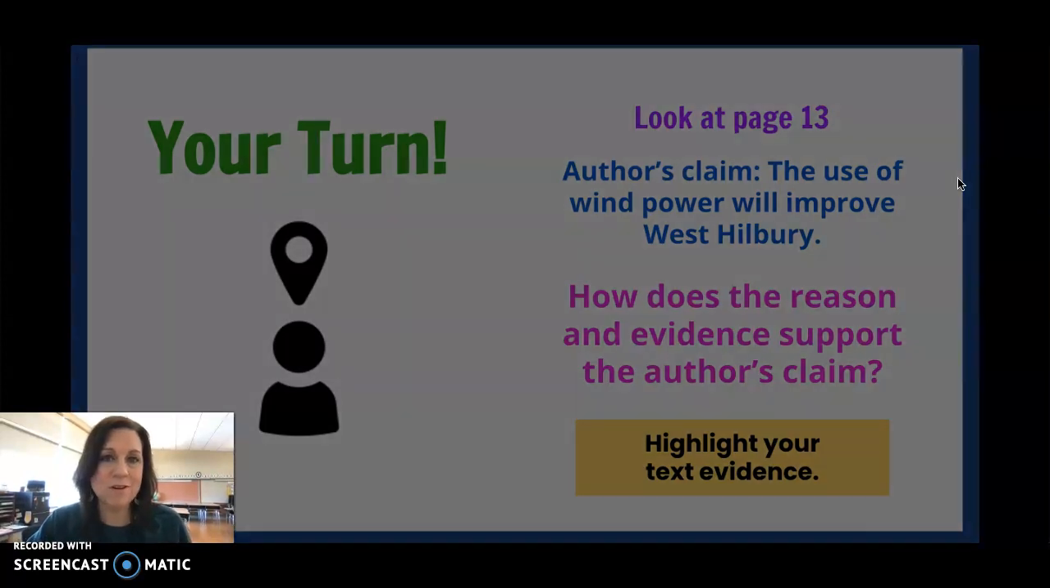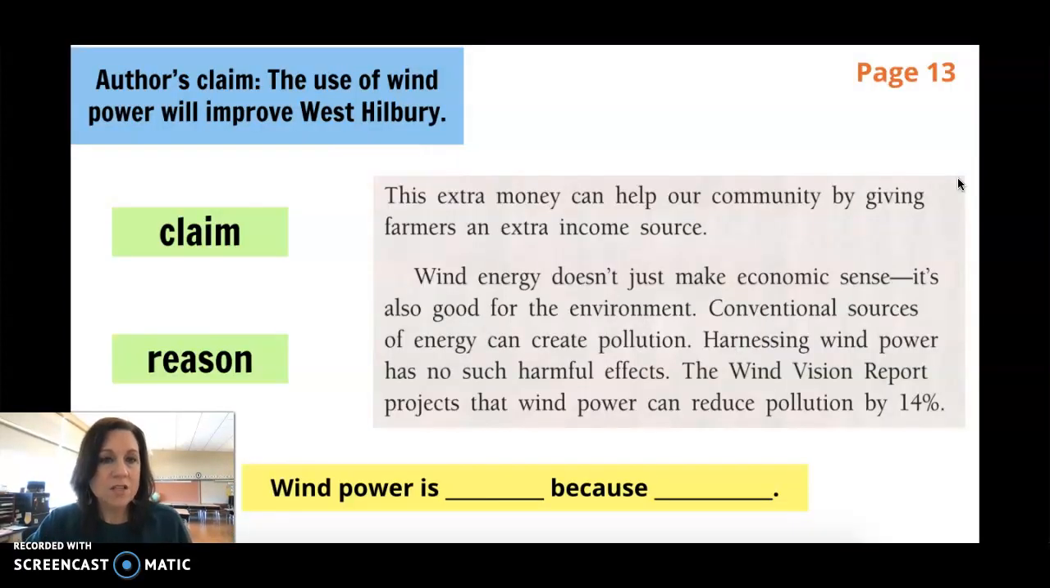Alrighty, here we go. Let's take a look. So remember, on page 13, our author's claim is the use of wind power will improve West Hillbury. All right, let's figure out what the claim is. What's the opinion? There it is. Wind energy doesn't just make economic sense, it's also good for the environment. That's the claim. That's the opinion.